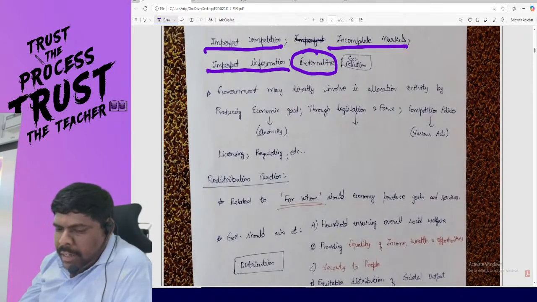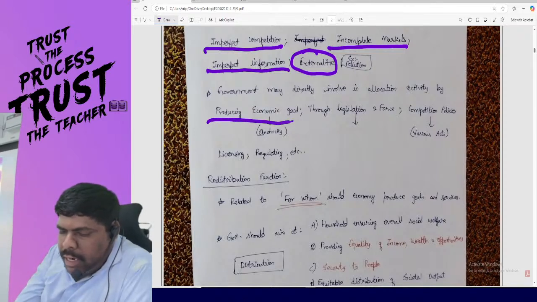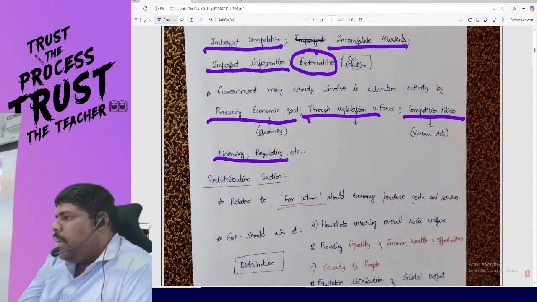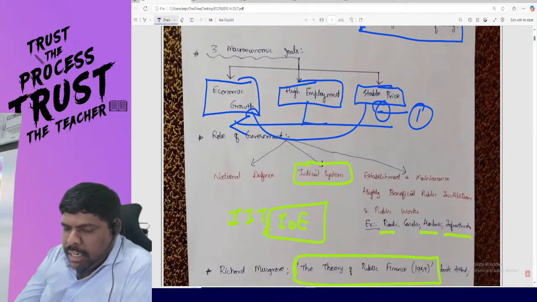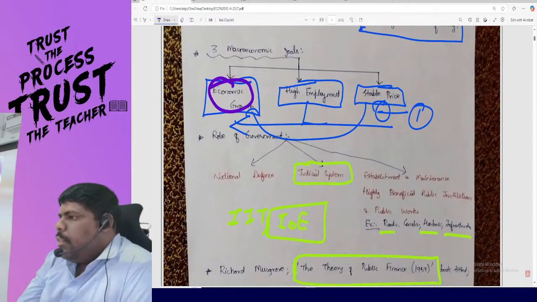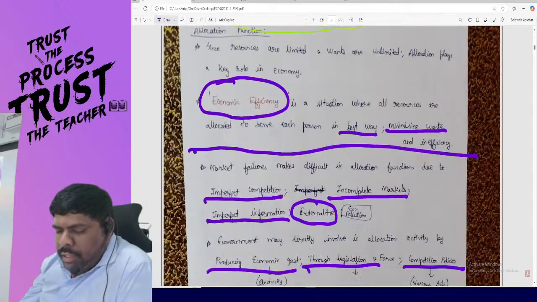You will have a question, right? Now listen. What is the role of government in providing the maximum benefit to the customer or the citizen? That is what is here: produce the economic goods through legislation, competitive policy, licensing and regulating. All of this is not new to us. It is what you have studied here. Economic growth and stable prices: how is the government maintaining stable prices and achieving economic growth? The government will use any of these 4 activities.